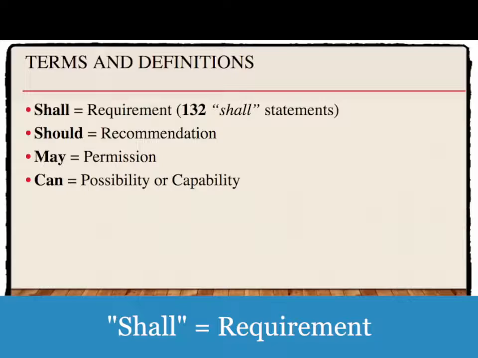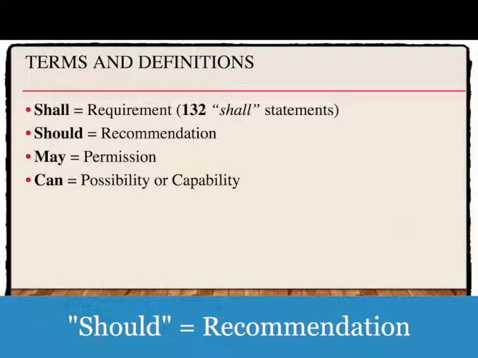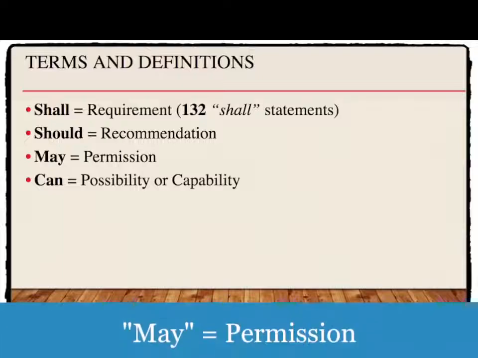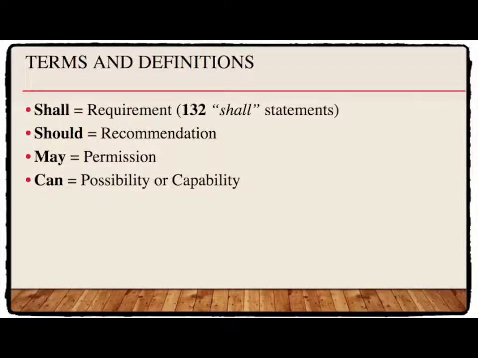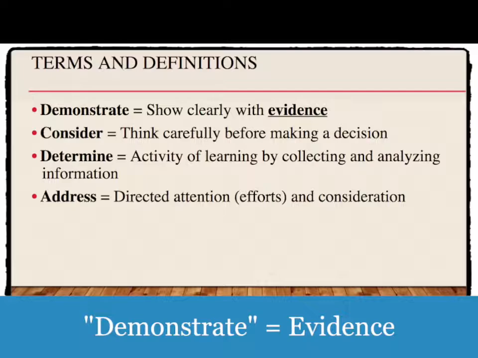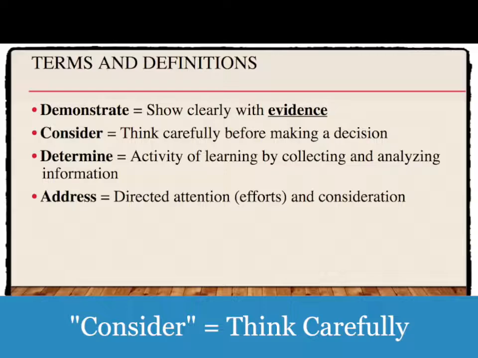Shall is a requirement of the ISO 9001 standard. There are 132 shall statements. Should is a recommendation. While it is not required, it is strongly recommended. May denotes permission, and can indicates possibility or capability. Demonstrate is to show clearly with evidence. Consider is to think carefully before making a decision.